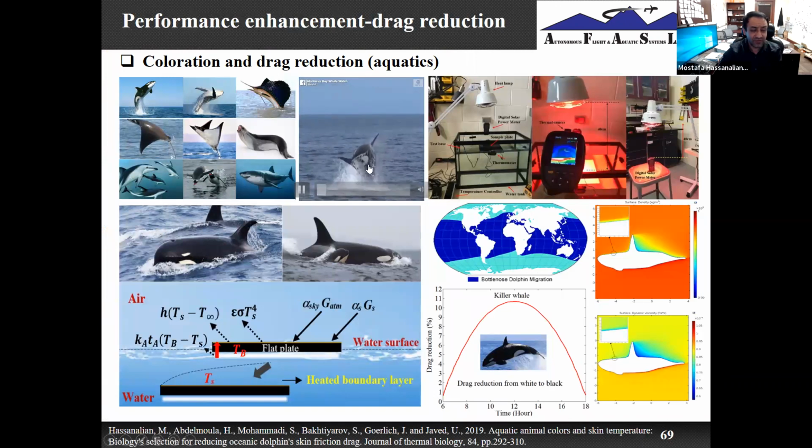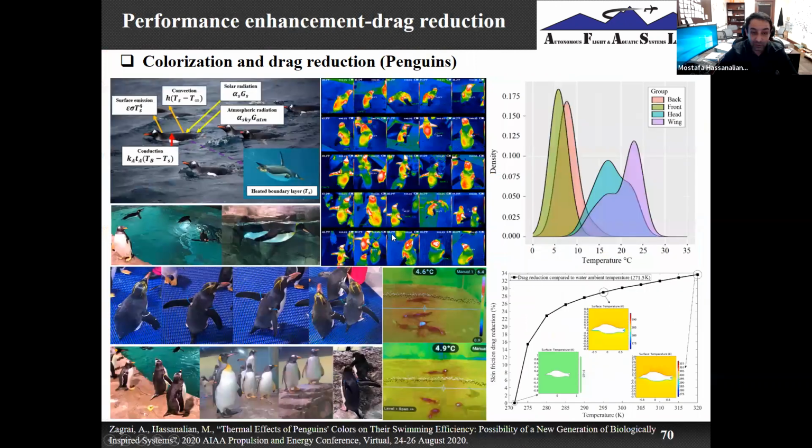Killer whales, dusky dolphins, penguins, they have the same pattern, black and white, same story here. In short, the same concepts. Penguins have the same concept. This work was done by a middle school student from Socorro Middle School, and she presented this work at AIAA Propulsion and Energy in 2020. We actually explain why penguins also pick black and white from the energy perspective and how they can save energy here.